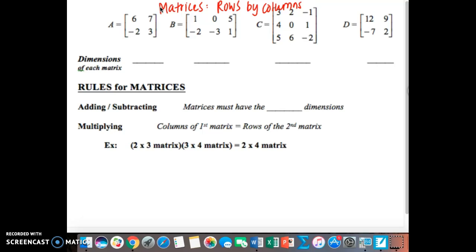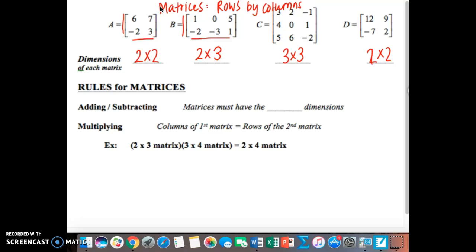So, looking at matrix A, notice there's 2 rows and 2 columns. So matrix A is called a 2 by 2 matrix, and this is the dimension of A. B, notice there's 2 rows and 3 columns. So we refer to B as a 2 by 3 matrix, where 2 by 3 is its dimensions. For C, you can guess, since it's 3 rows and 3 columns, we refer to that as 3 by 3. And D is the same as A, so it's a 2 by 2 matrix.